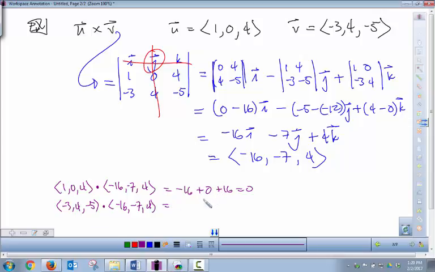Oh boy. What is it? 48. So positive 48 minus 28 minus 20 is 0. Is this a 0 vector or a 0 scalar? This is a scalar. The dot product results in a scalar. So, yeah, it turns out that the vector that you get when you cross two vectors is actually perpendicular to those other two vectors that you crossed.